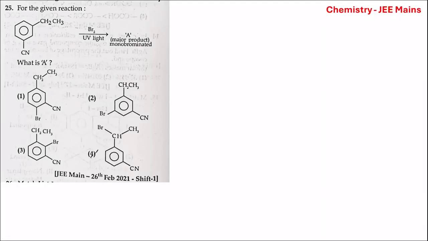For the given reaction, we have to identify product A. This is the reactant. Bromination is taking place in the presence of ultraviolet light. Now what happens in the presence of ultraviolet light? When there is ultraviolet light, the bond of this bromine molecule undergoes homolytic fission, because of which bromine free radical will be formed.